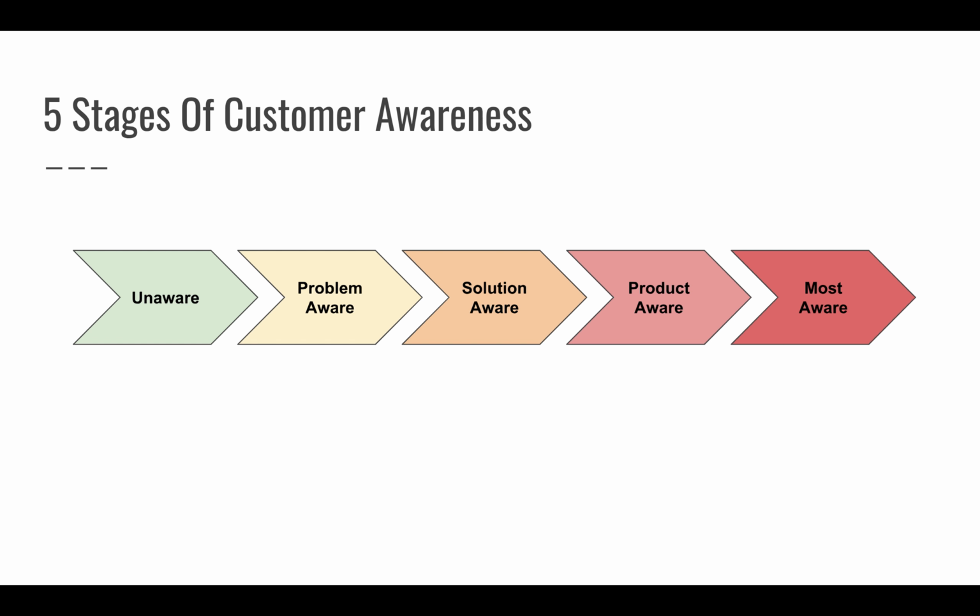So I'm going to walk through each of those stages now and then talk about the most effective types of messages during those stages. And what I'm going to do is work backwards from most aware, because that's the easiest stage, and then work backwards towards unaware, which is the hardest stage to market to someone.